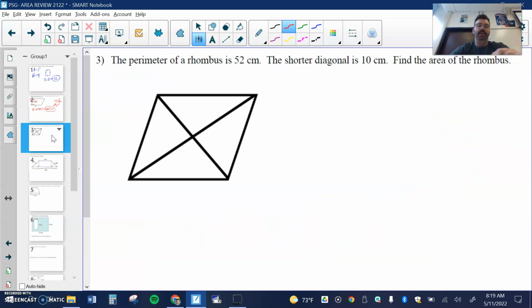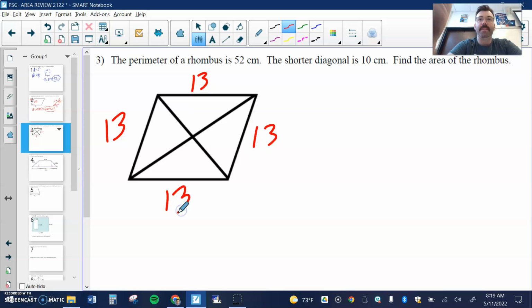Let's keep going. Perimeter of a rhombus is 52, so the rhombus has 4 congruent sides. Excuse me, not 42, but 52. 52 divided by 4 gives me 13. The shorter diagonal is 10, so each of these pieces is 5. I need to find x.